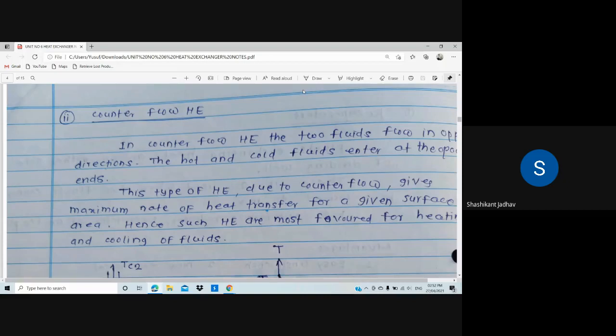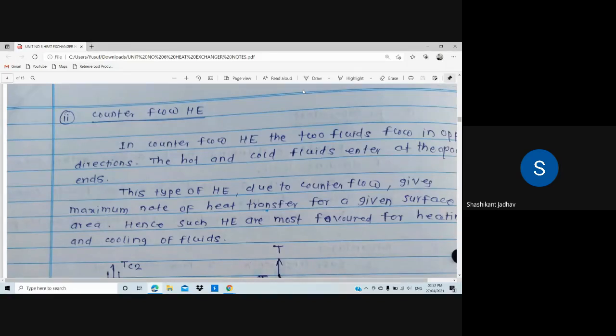In parallel flow, whatever the hot fluid and cold fluid is there, the direction of motion is the same. But in this counter flow heat exchanger, what will happen? The direction of hot fluid and cold fluid is opposite. Okay. So write down second type, counter flow heat exchanger.